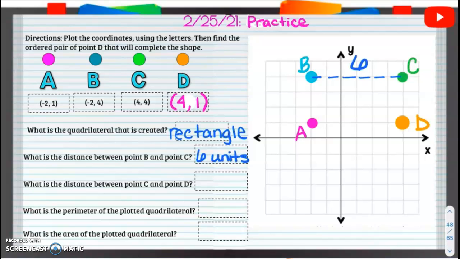What's the distance between C and D? All right, C and D. 1, 2, 3. So it's only 3 units. All right, perimeter. So remember, perimeter is all the outside. Add all sides.